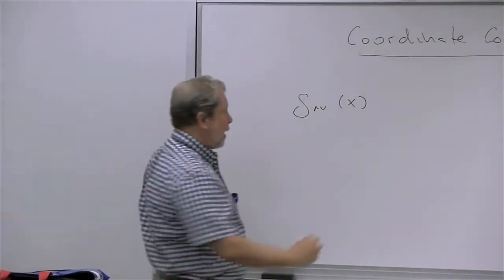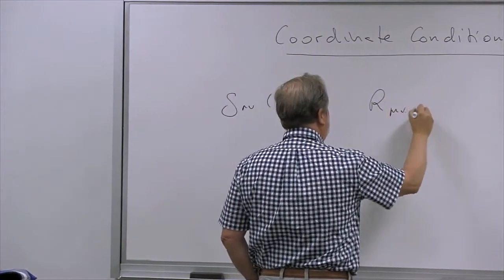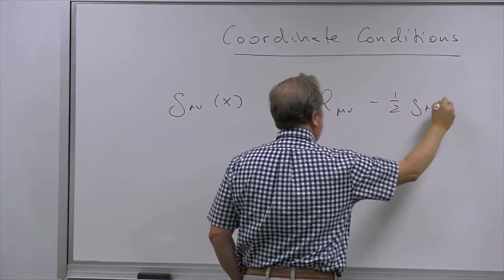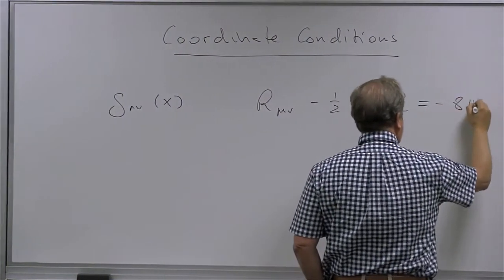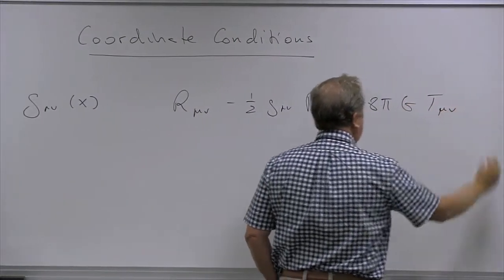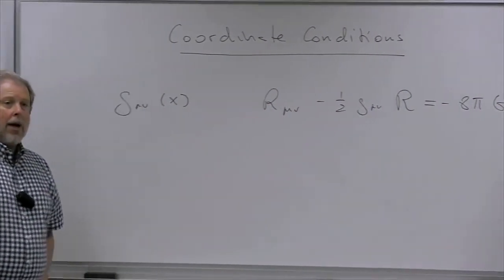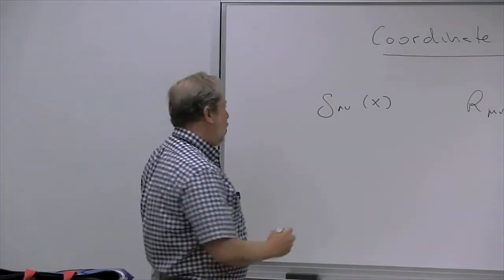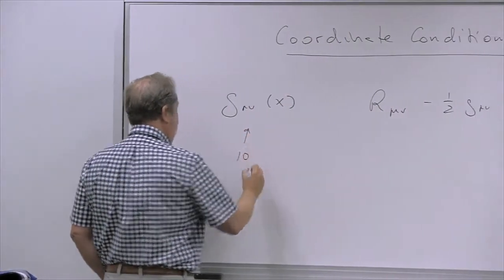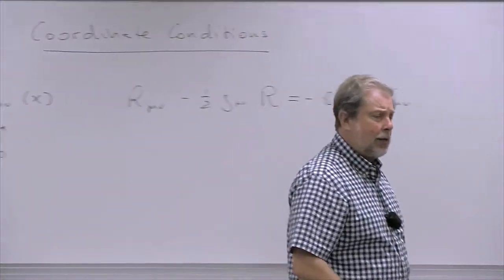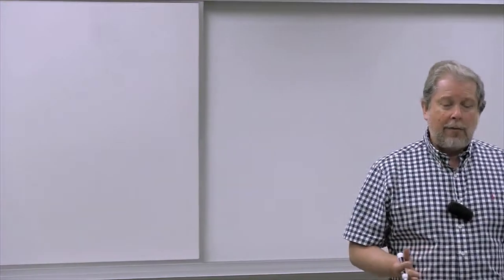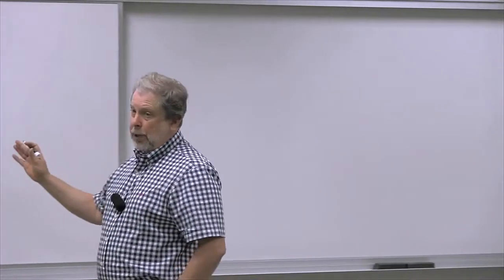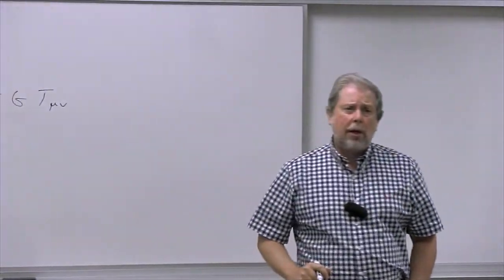And this metric satisfies these field equations, R mu nu minus 1/2 G mu nu R is equal to minus 8 pi G times T mu nu. So we can count how many degrees of freedom we have in the metric. We have 10 because it's a symmetric tensor, so there's 10 independent components. And when we look at the field equations, everything seems to be perfect because the field equations also involve symmetric tensors, the R mu nu, the G mu nu, and the T mu nu. And so there's 10 equations.